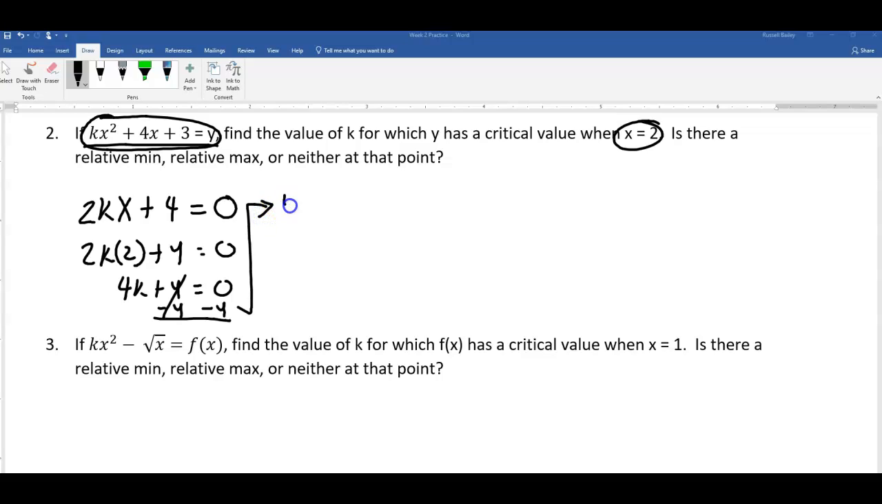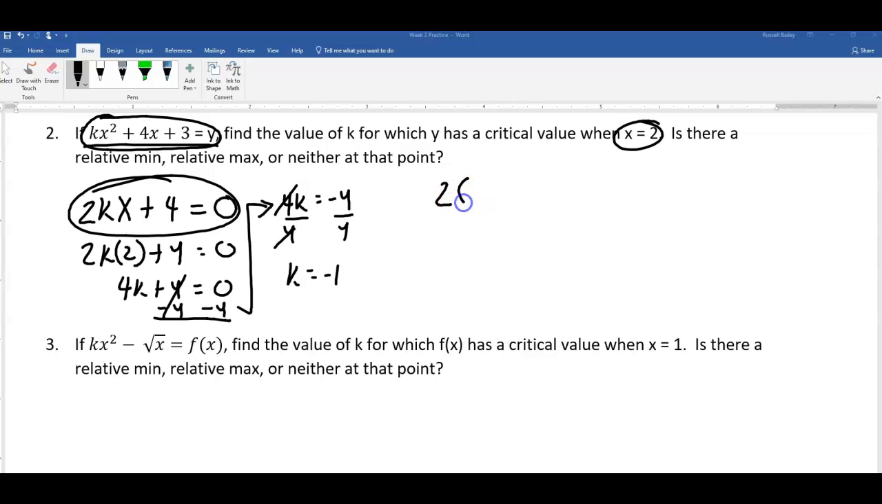It tells us that we have a critical value when x equals 2, so that's why we're allowed to plug in 2 there. And so there's my k value. So now I'm going to go back to my derivative here, and I'm going to plug that negative 1 in for the k. And I have negative 2x plus 4. So here's my derivative now that I've figured out what the k is.